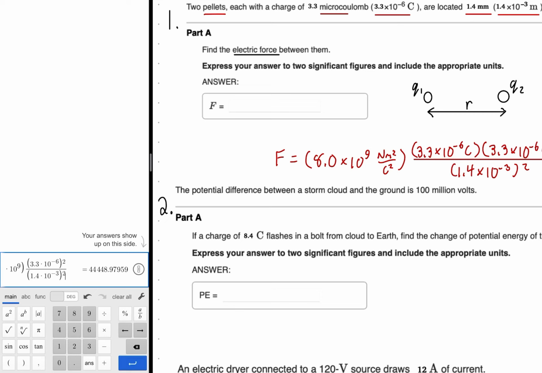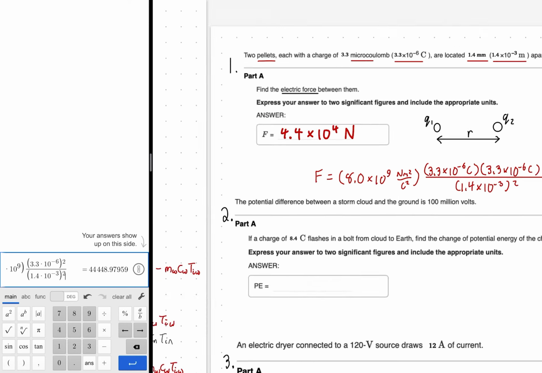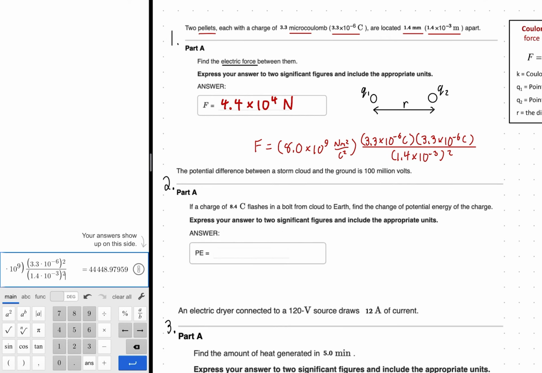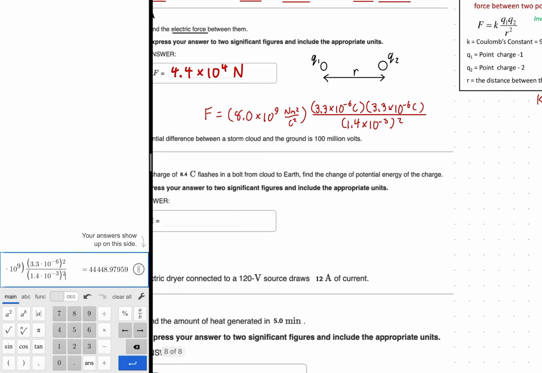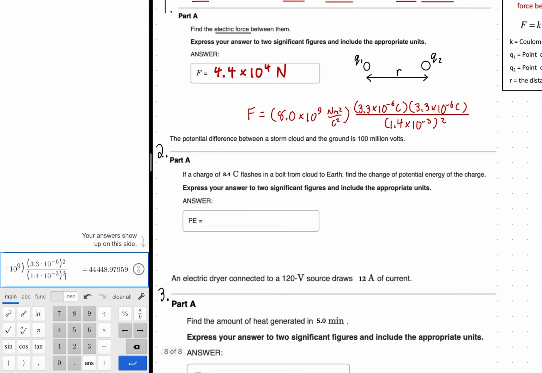So let's go ahead and write this in. Get a slightly thicker pen, and we're going to write this in scientific notation. So it's 44,000, and if I write that in scientific notation, it'd be 4.4 times 10 to the 4, and then of course newtons. All right, so that's it for problem 1, which employed as our single key equation Coulomb's law. So let's move on to problem 2.